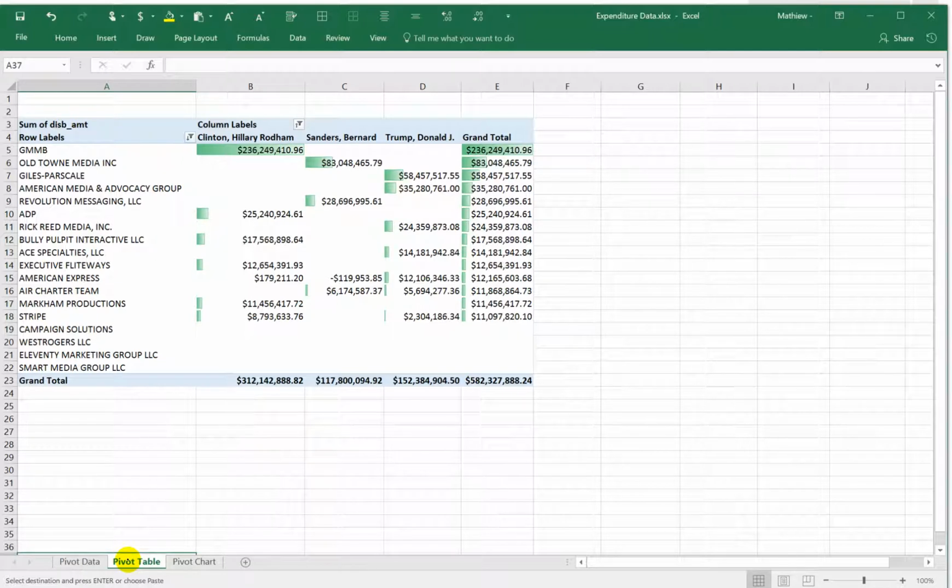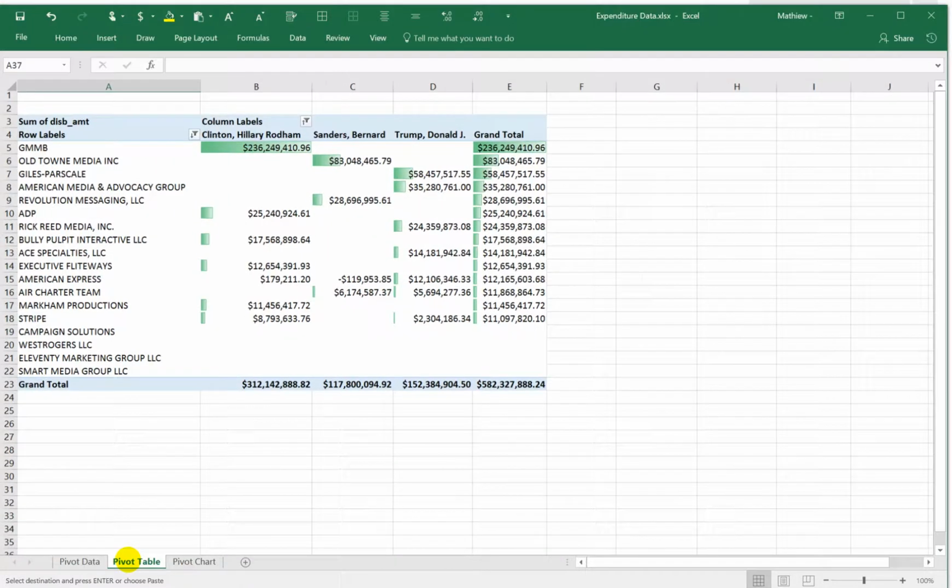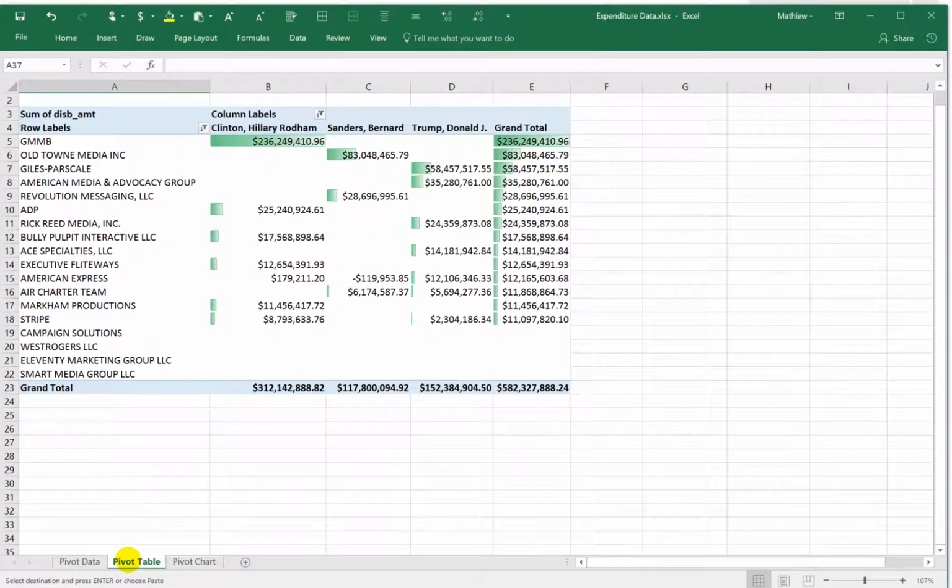But if you look at here, this GMMB, Clinton spent $236 million. So basically that company made $250 million during this election campaign cycle. And then Old Town Media, this was from Sanders. That company made $83 million. And as you can see, Trump has used this other Gilles Parexel. He's used multiple different ones, paid $58 million, $35 million. So all these companies are making a lot of money.